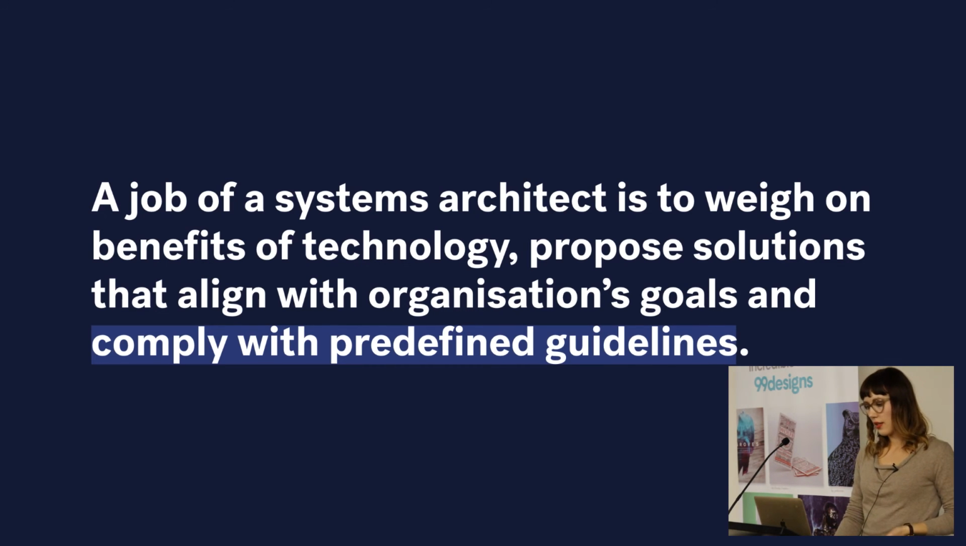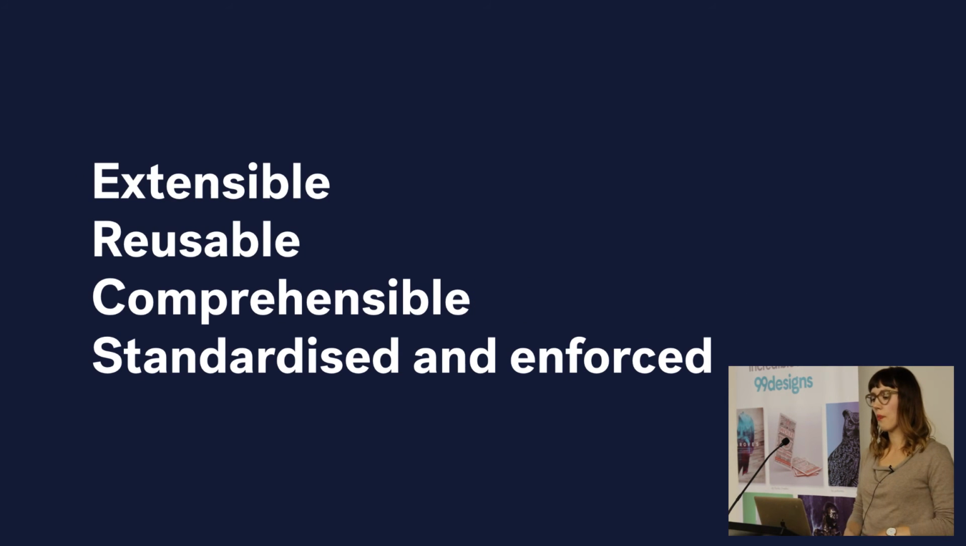So what are these guidelines? Extensible, reusable, comprehensible, standardized, and enforced. So extensible. Architectures and code should be approachable without any enormous learning curve, so it doesn't take you a week to figure out what's what. Or, well, maybe a week is reasonable, but 2 weeks? I don't know, it's an arbitrary number, but it shouldn't take you a lot of time to learn it.